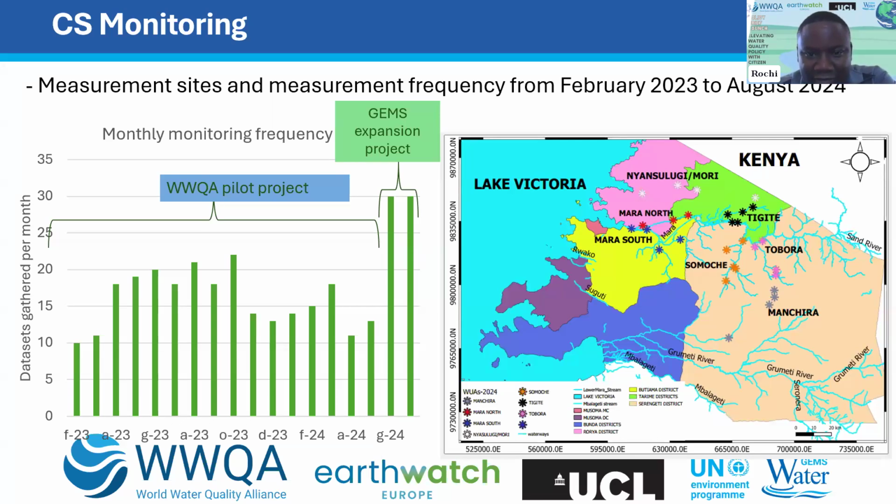This shows the Lake Victoria side, and this is the area where the project activities have been conducted. And on the upper side, there is Kenya. The scope of the project started from February 2023, and then the GEM expansion of the project in August 2024. Generally, we have 29 monitoring stations with 10 water user associations.